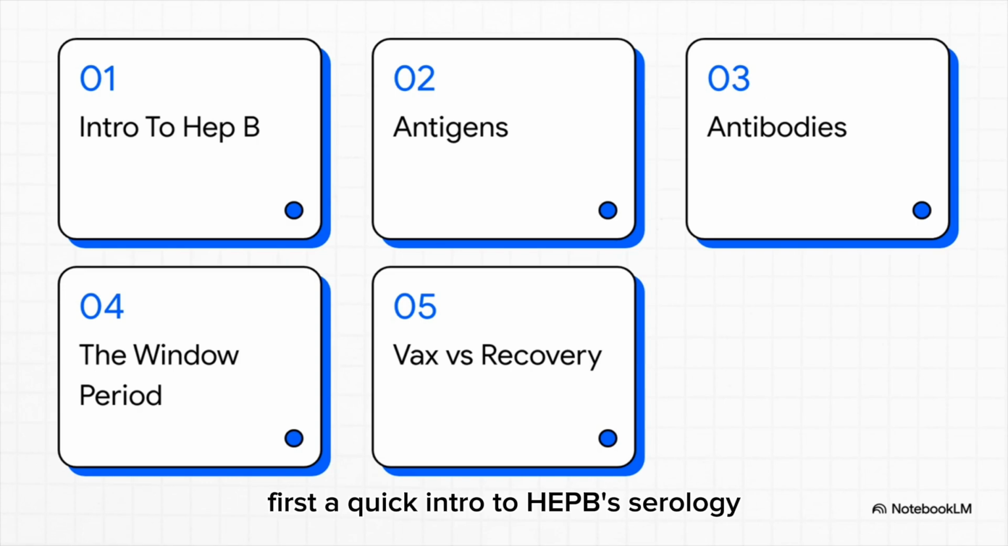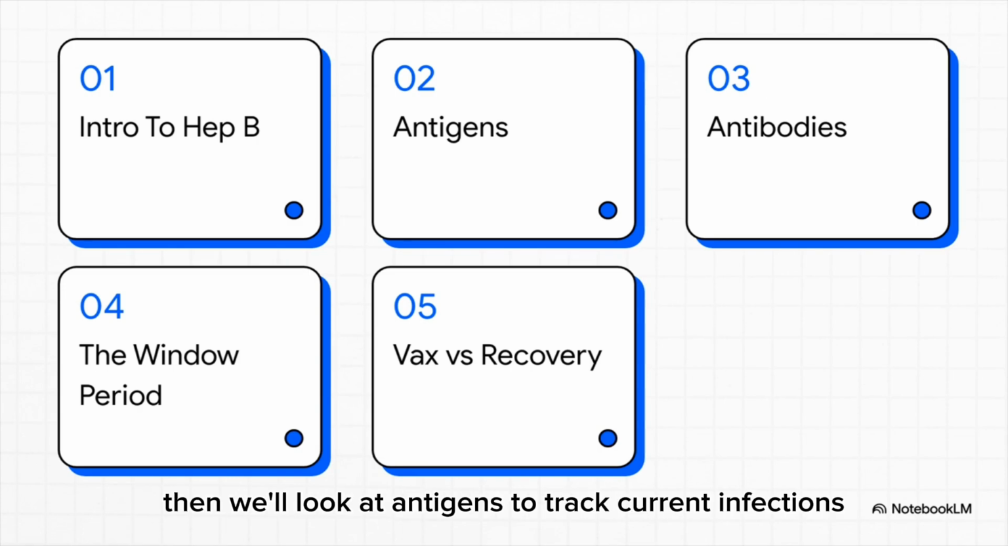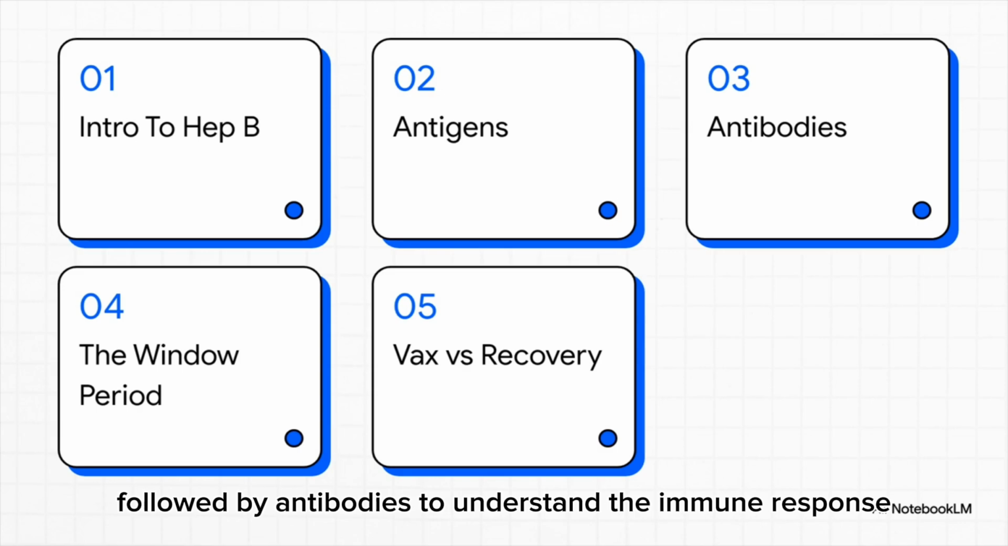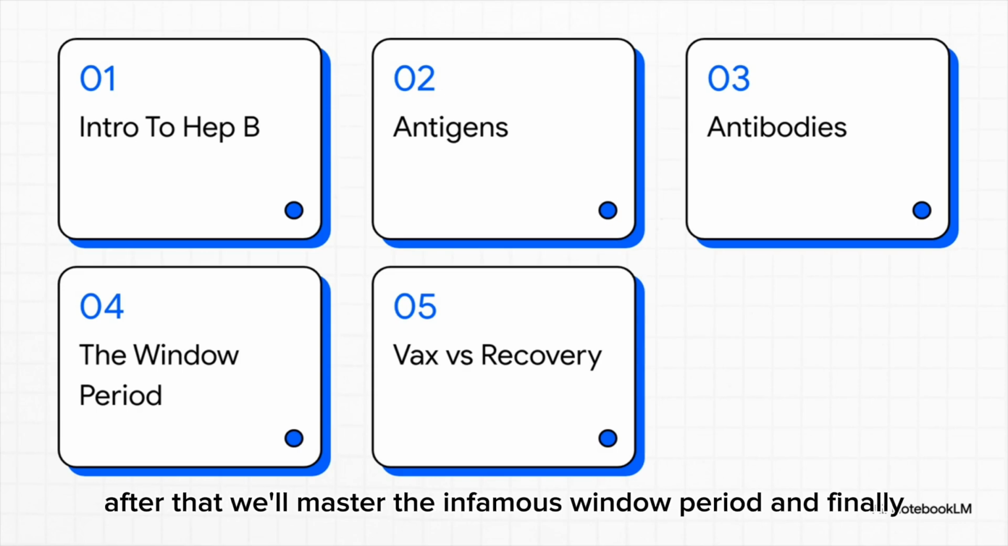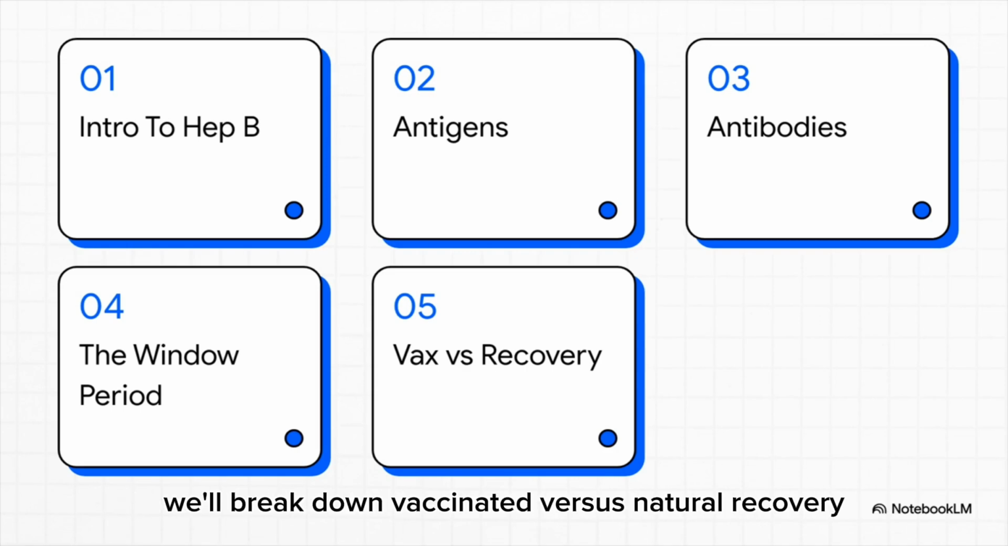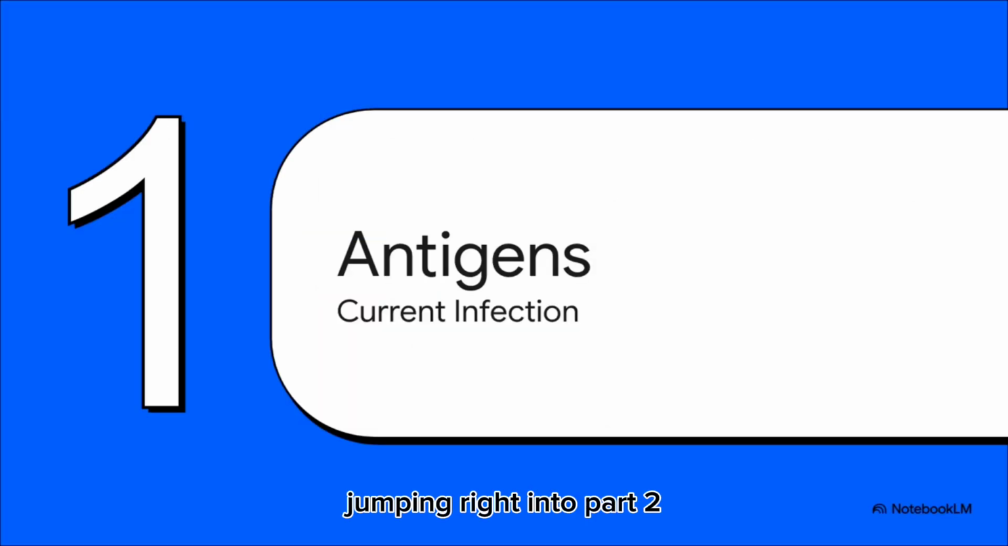First, a quick intro to Hep B serology, then we'll look at antigens to track current infections, followed by antibodies to understand the immune response. After that, we'll master the infamous window period. And finally, we'll break down vaccinated versus natural recovery. Jumping right into part 2, antigens and tracking current infection.